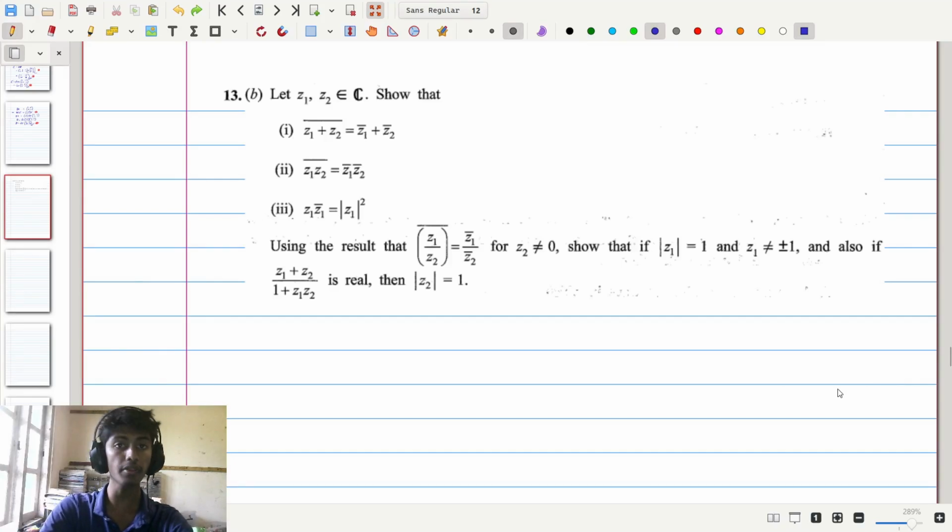2024 A-Level Combined Mathematics Paper 1 Part B, question number 13, Part B. Part A of the same question was discussed in a previous video, link in the top right, and Part C of this question will be discussed in a future video, link in the top right. Part B of this question has to do with complex numbers.